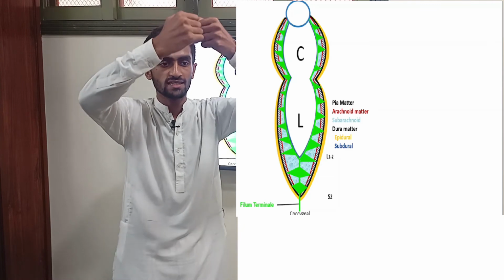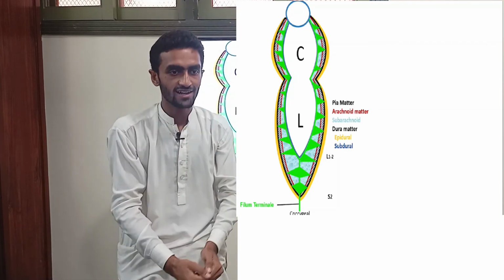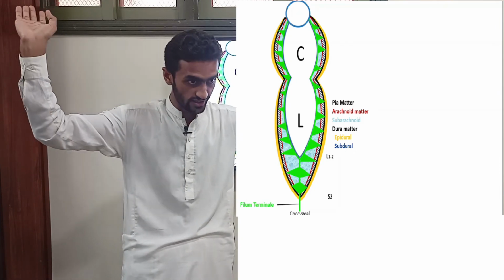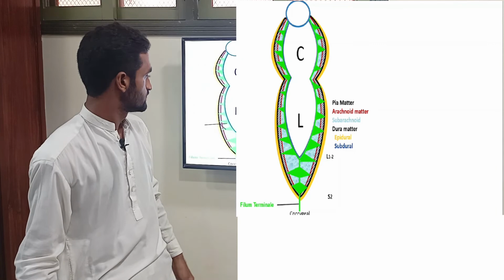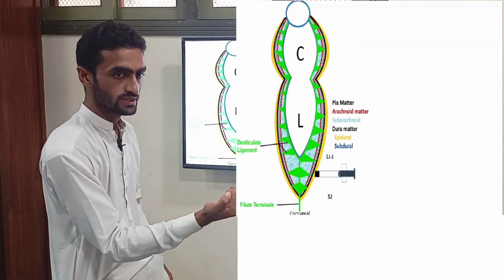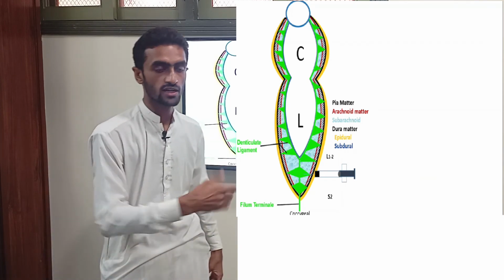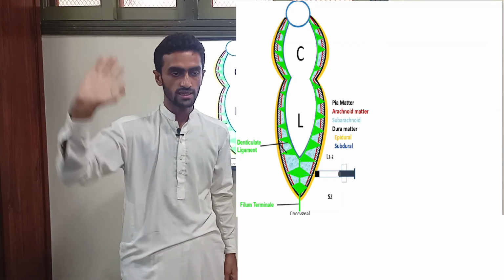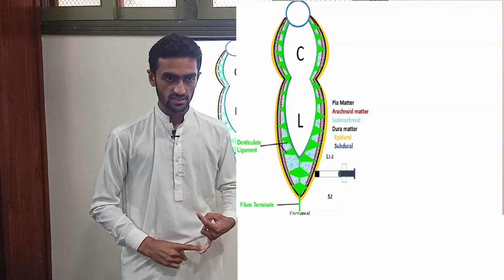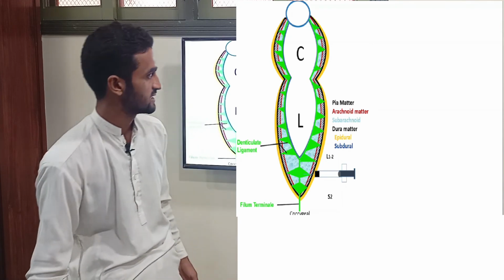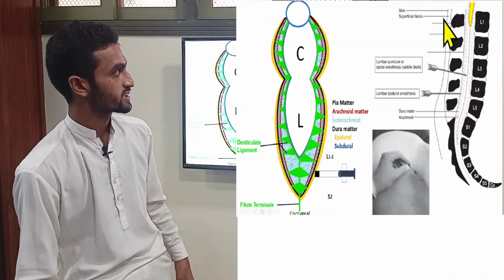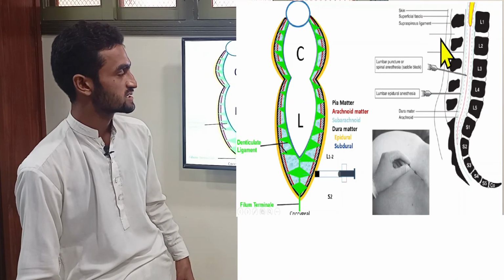So you can see the pia is giving support in the vertical direction as well as in the lateral or horizontal direction. So you can see here, these are the denticulate ligaments. When you put this needle for anesthesia, an important thing in Step 1, they ask: what is the pathway? You are crossing your skin, superficial fascia, and the supraspinous ligament.